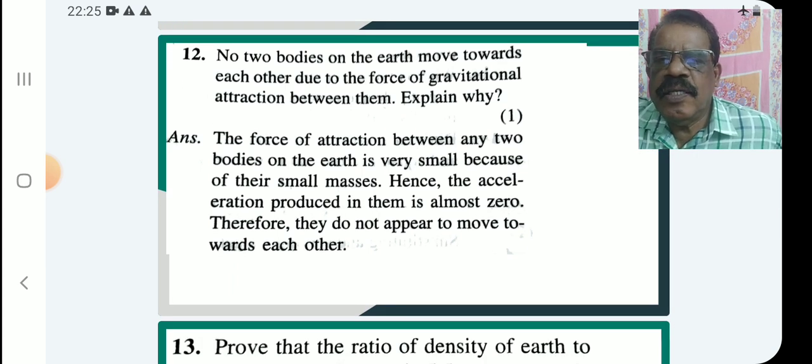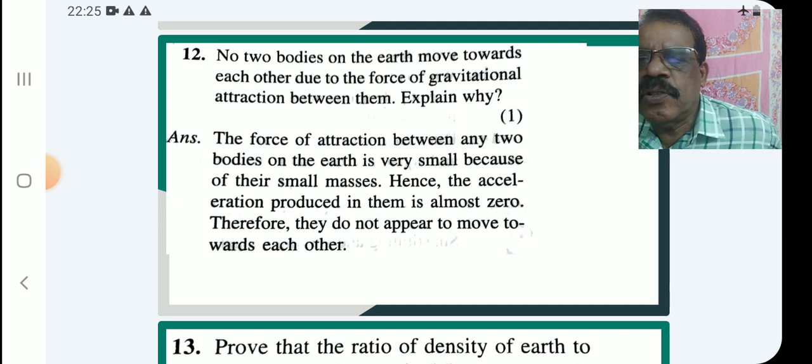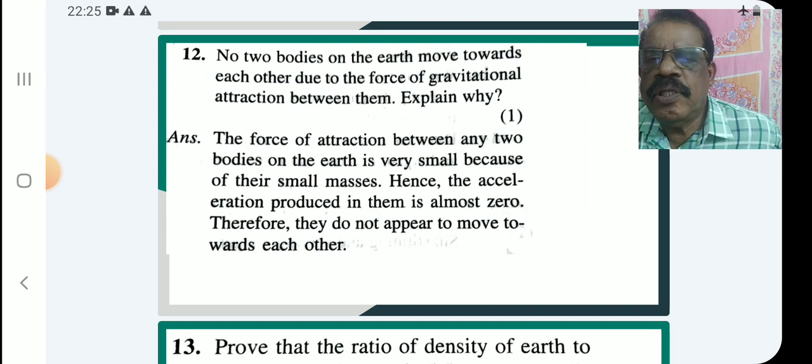The force of attraction between any two bodies on the earth is very small because of their small masses. Hence, the acceleration produced in them is almost zero. Therefore, they do not appear to move towards each other.